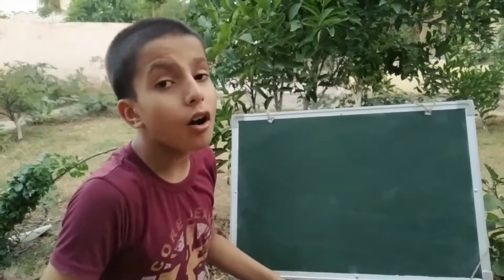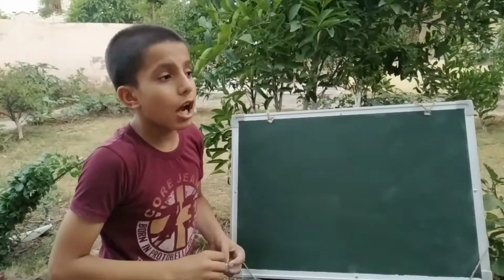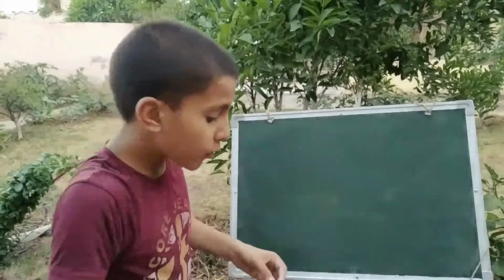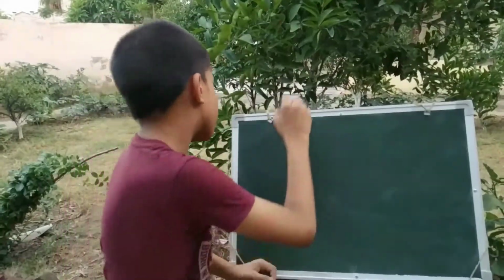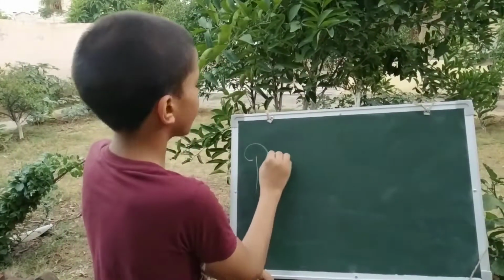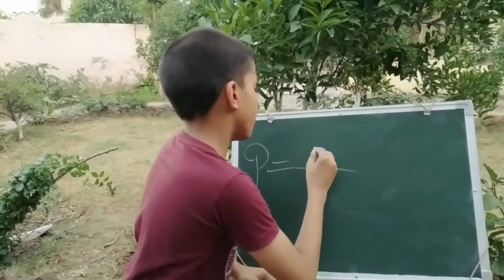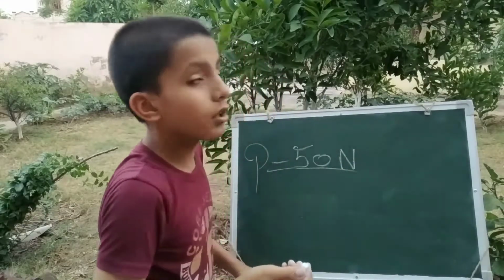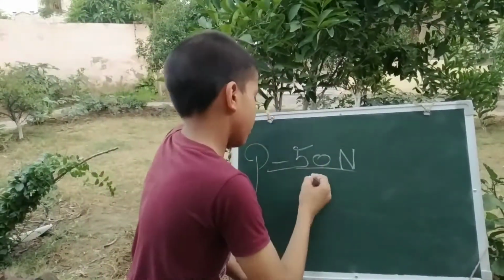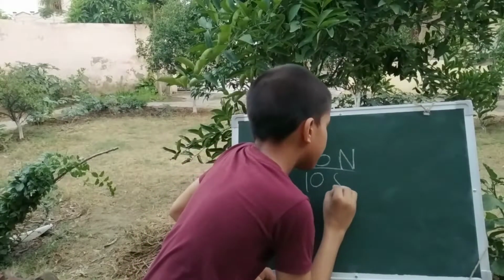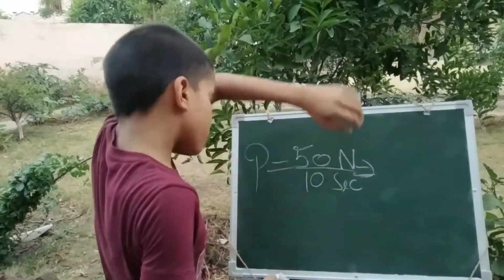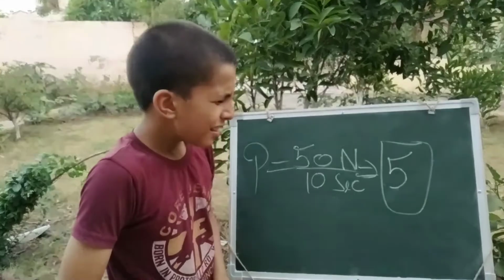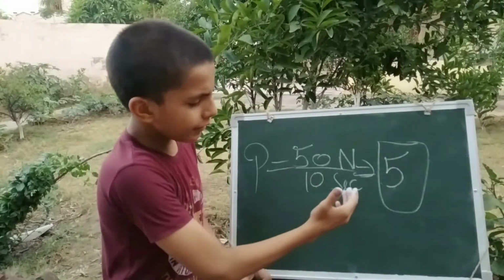If you have done the work of 50 newtons in the time of 10 seconds, what will be our power? How much power do you have? Let's find it out. So we will use our formula. Yes, you have spent 50 newtons, and how much time have you taken? 10 seconds. 50 over 10 is equal to 5. We get 5.